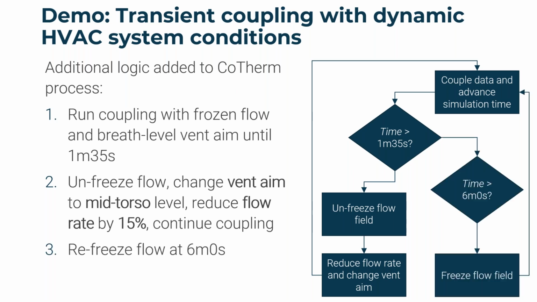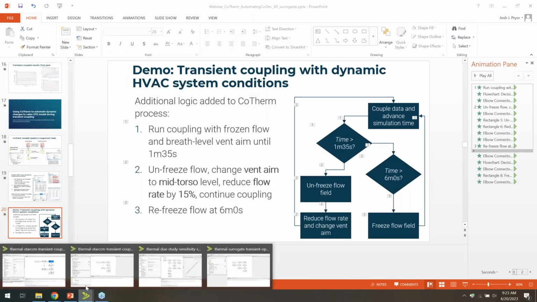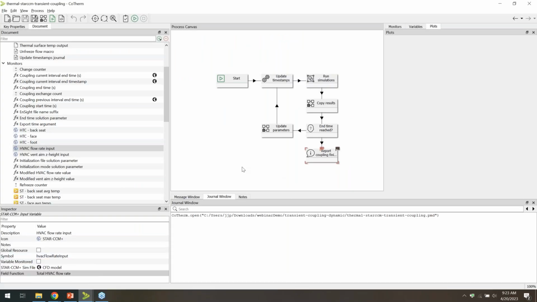And then for efficiency's sake, we're going to let that run with unfrozen flow equations, full transient, up until 6 minutes have passed. Then we're going to say that's good enough for the flow field to converge. We're going to freeze the flow field again, and then continue our coupling. So this is the virtual representation of the logic we want to do. Let's take a look at how we can do that in CoTherm.